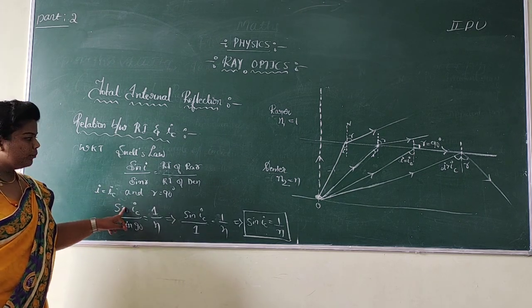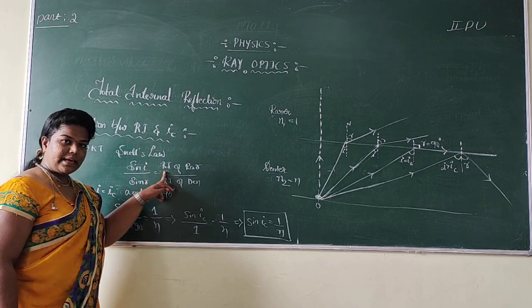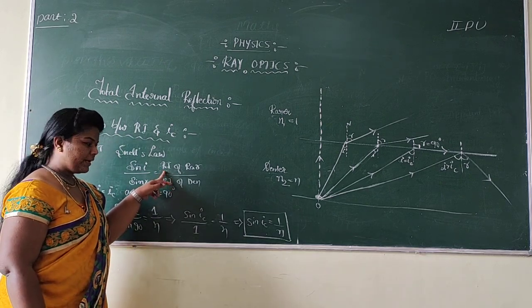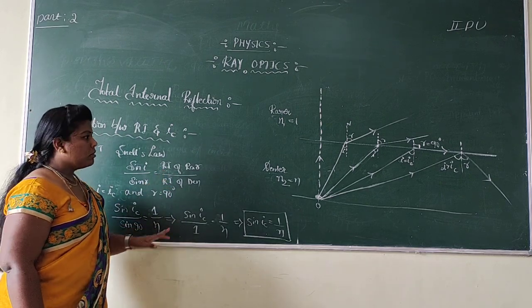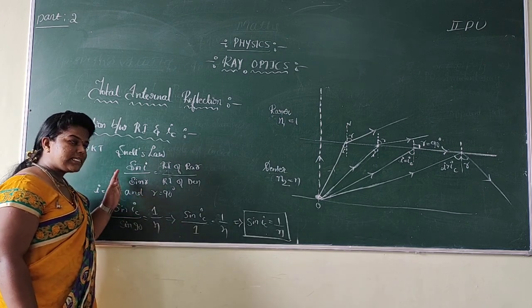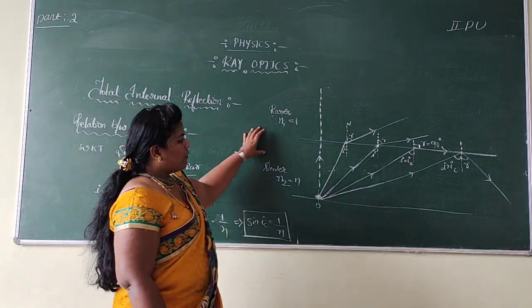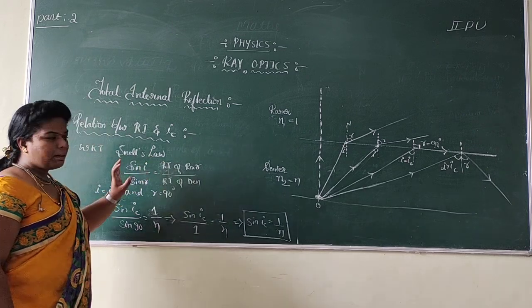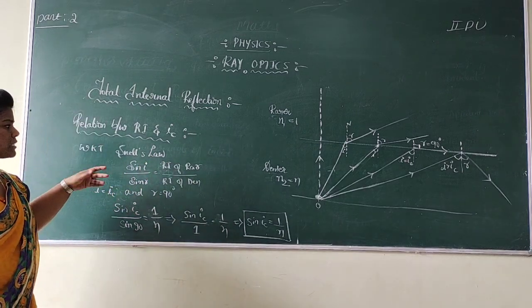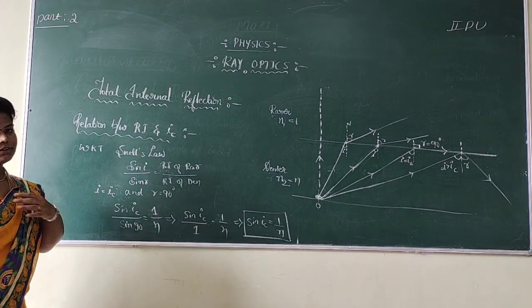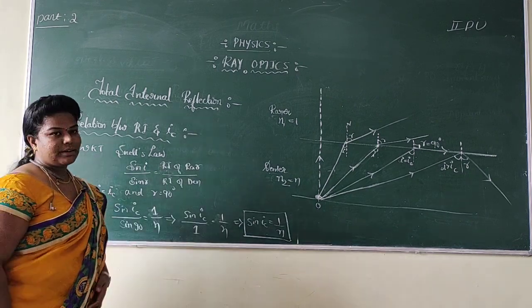So I have just shown you that if I substitute N directly, that is the absolute refractive index, we will get a wrong answer. So, my dear students, we must use the refractive index for the pair of media, that is, the refractive index of the rarer medium divided by the refractive index of the denser medium. So this is the relation.